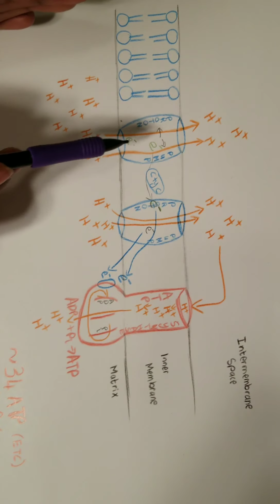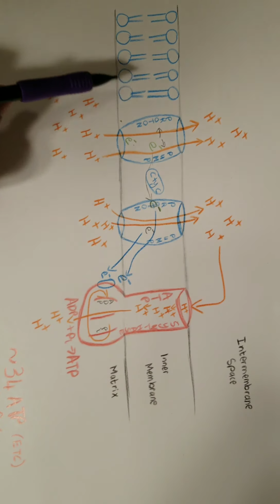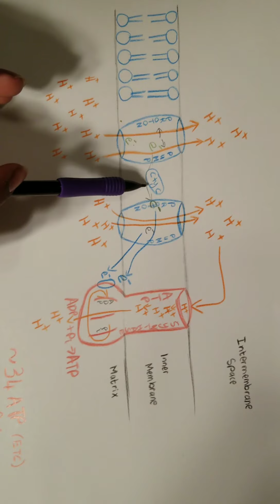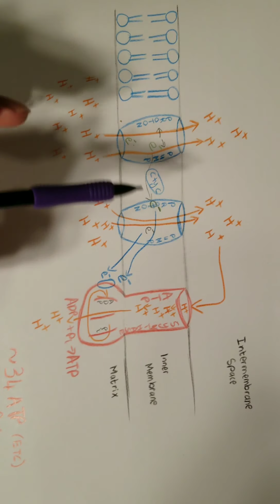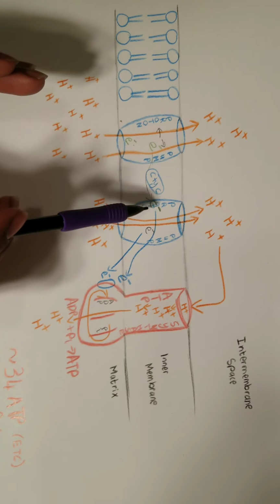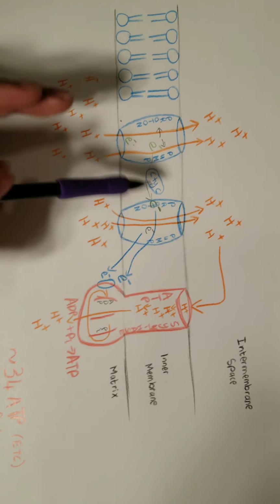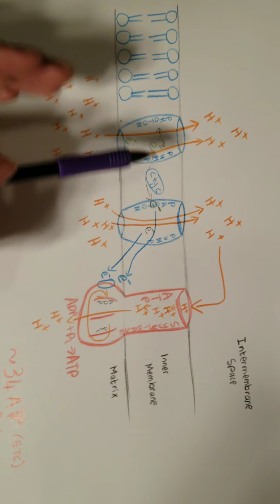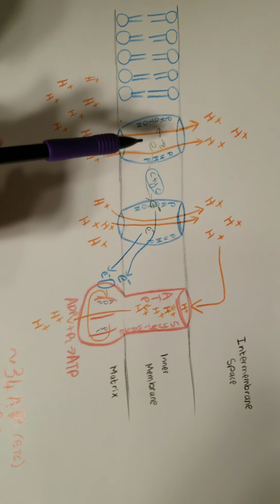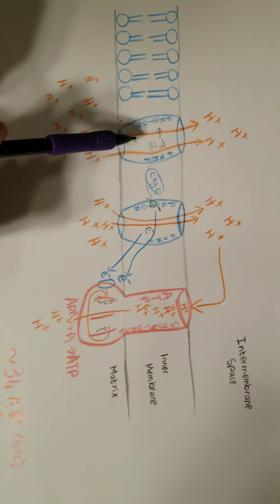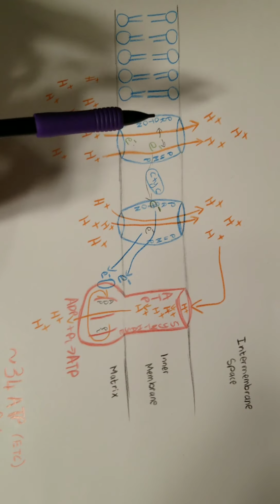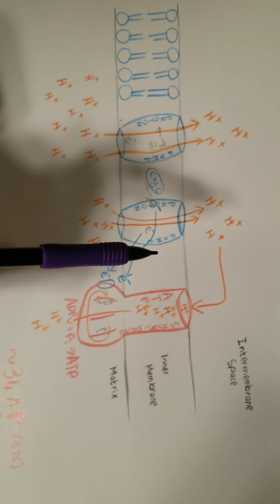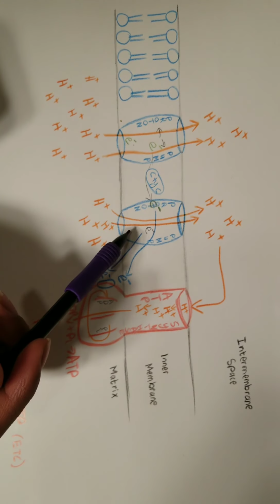So electrons move from one proton pump to the other proton pump, and the cytochrome C makes sure the electron stays on its path to the other proton pump. The electron stays on its path, and then the electron from proton pump 1 goes to proton pump 2.